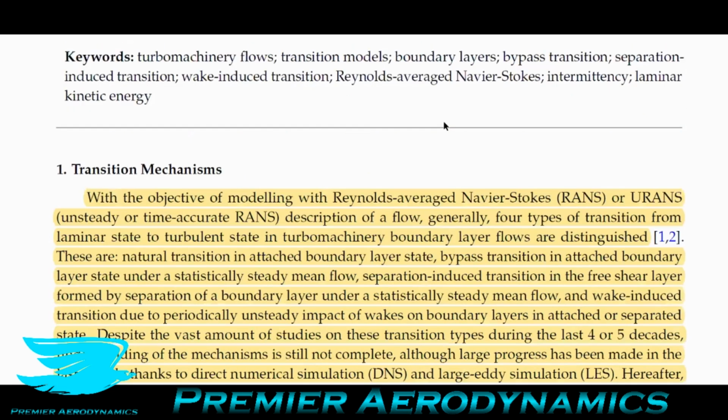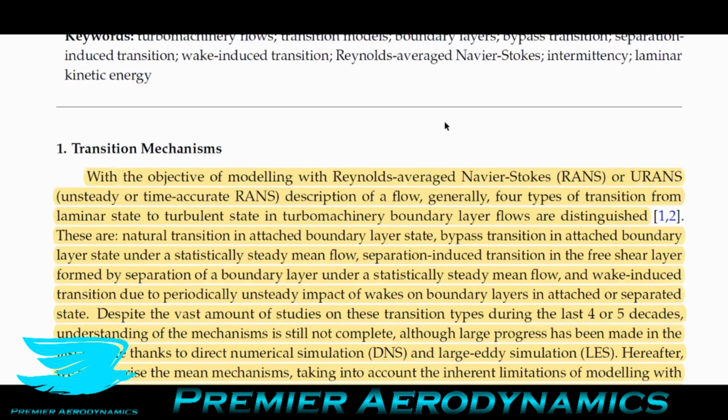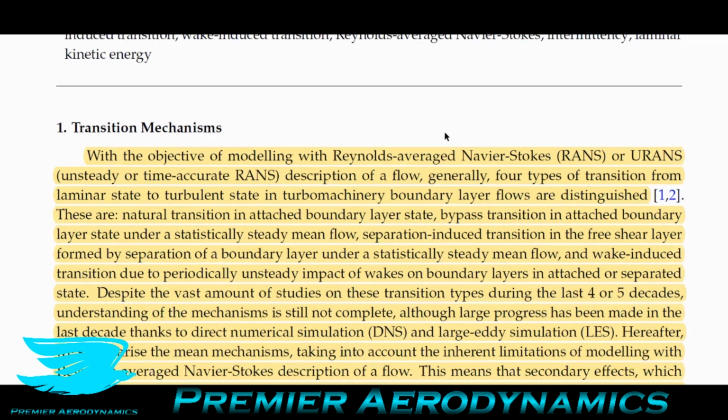So let's start. I should actually qualify first. Transition is where you have a boundary layer which is laminar, and then it goes to turbulence. That's the transition regime. Once it's ended, then we say that the boundary layer is fully turbulent. If there is no turbulence at all, then it's fully laminar.